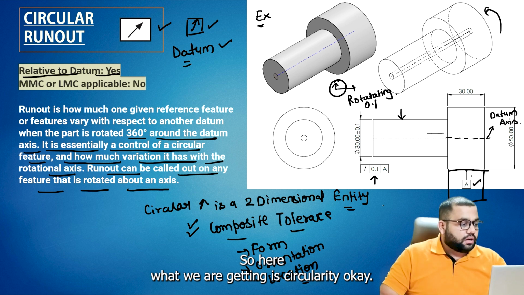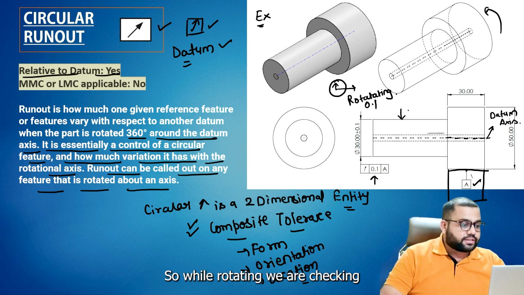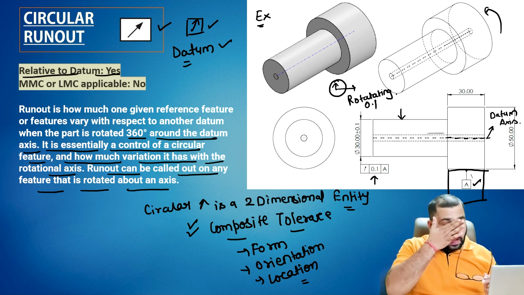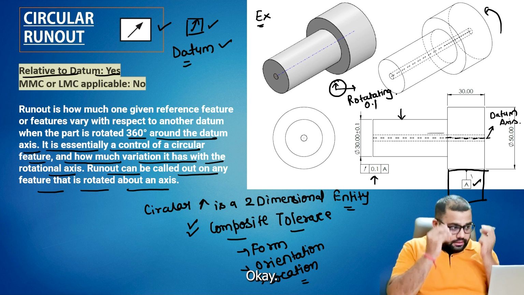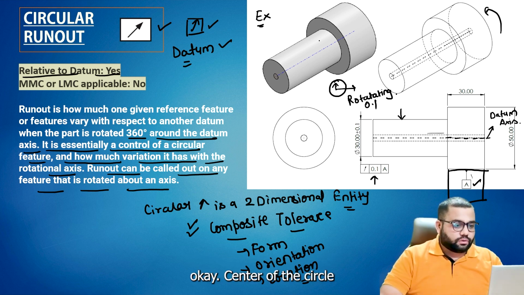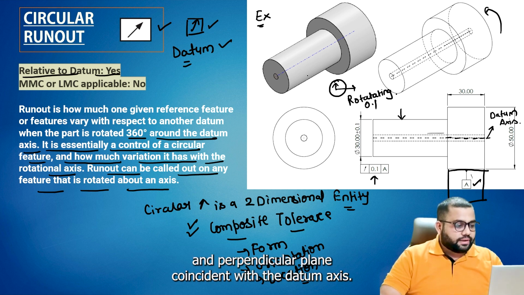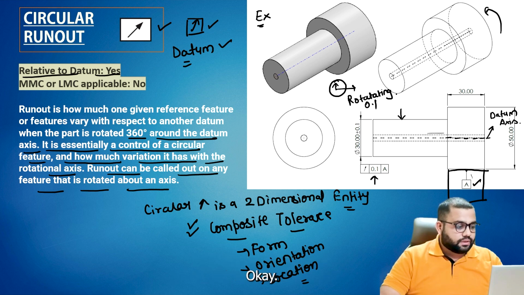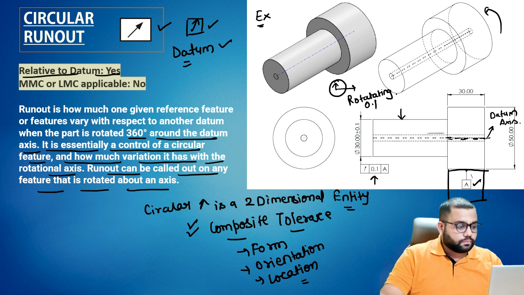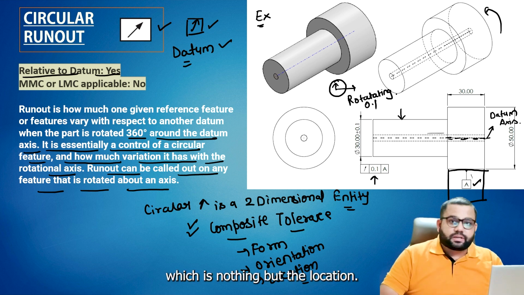So here, what we are getting is circularity. While rotating, we are checking the circularity of the cylinder with reference to the datum axis. At the same time, we check the location of the center of the circle in the perpendicular plane, coincident with the datum axis, which is nothing but the location.